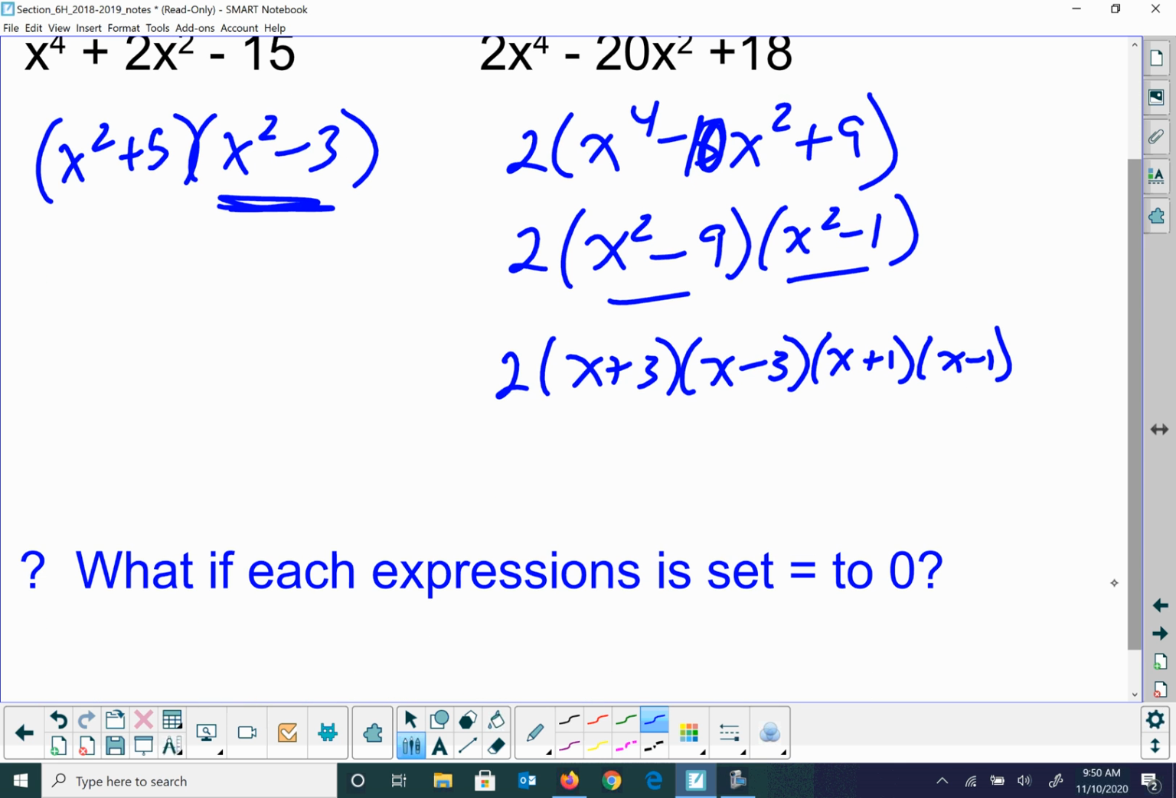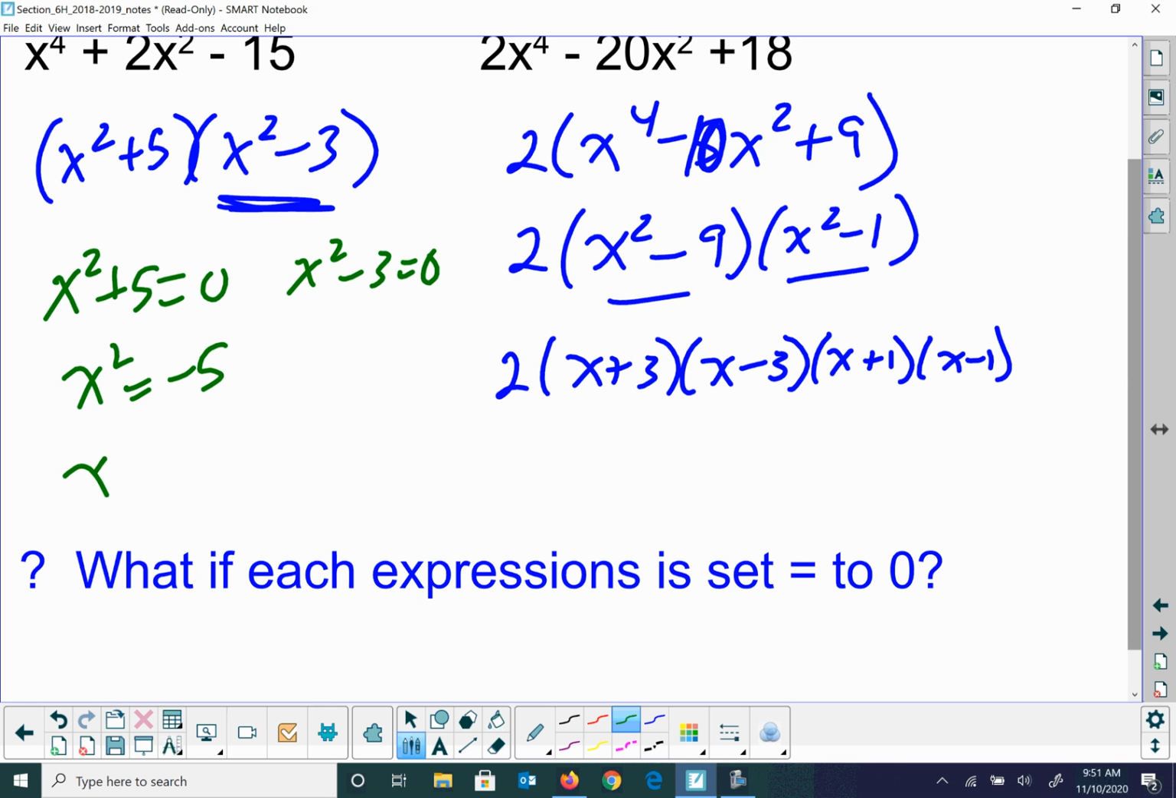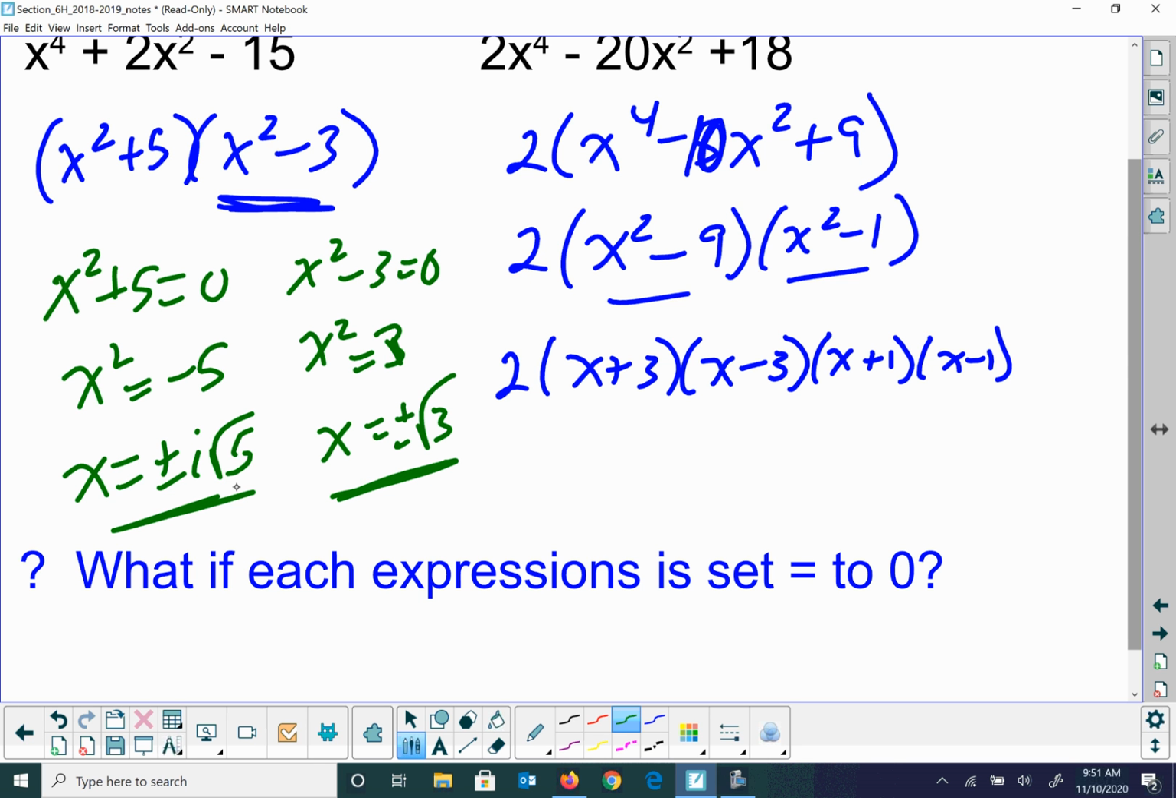Okay. So what if we were to set each of those equal to 0? Well, let's look up above. x squared plus 5 equals 0, and x squared minus 3 equals 0. So this would be x squared equals negative 5. So x equals plus or minus i root 5. So we have an imaginary term there. This one I'd add 3 to both sides. So that's a 3. Take the square root of both sides. So you get plus or minus square root 3. So that's a real answer. This is an imaginary answer.